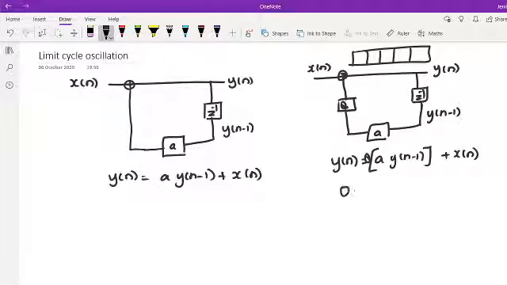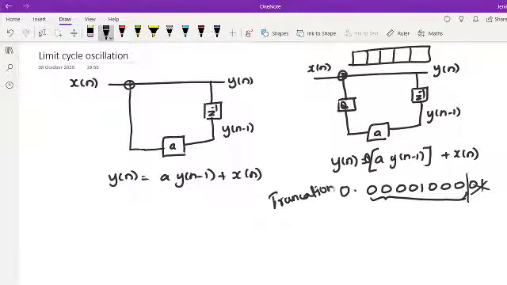For example, I have got the answer for the multiplication, that is a into y of n minus 1, as 0.00001000101. But I have only an 8-bit register, so I can store only 8 bits, but it is having 10 bits. So what we can do is we will store only those 8 bits in the register. We will cancel the last 2 bits. This is called truncation.